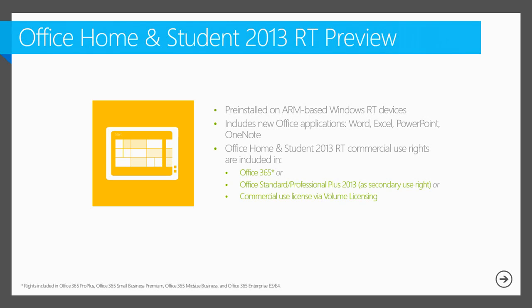Or it could be an Office Standard or Professional Plus 2013 volume license agreement, which includes secondary use rights, which would cover these Windows RT devices running the Office RT version. So once you have those commercial use rights, then you're allowed to use it for enterprise use. There's nothing that really prevents you from using Office in any way before that. It's really just a licensing term that's associated with the device that says that you're not supposed to use this for business unless you have these use rights added.